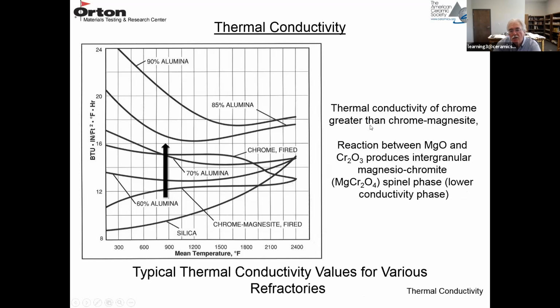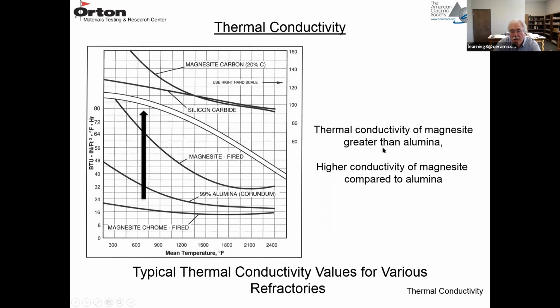If we compare a chrome versus a chrome magnesite refractory, here's a chrome magnesite, and above it is the chrome material. There's a reaction that takes place between the MgO and the Cr2O3. It makes this intergranular magnesiochromite phase, which is MgCr2O4. It's a spinel phase. It's a much lower thermal conductivity phase than either one of these materials. So the chrome magnesite will have a lower thermal conductivity than the chrome. So as we decrease the magnesite content in the chrome magnesite material, the thermal conductivity should go up.